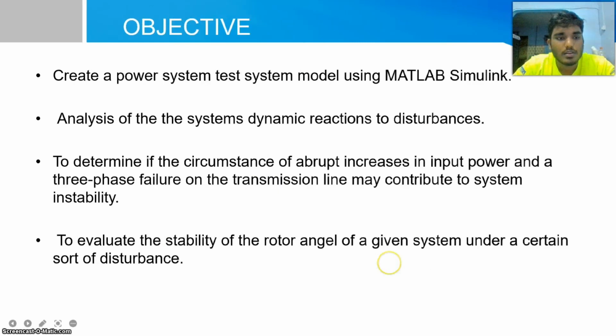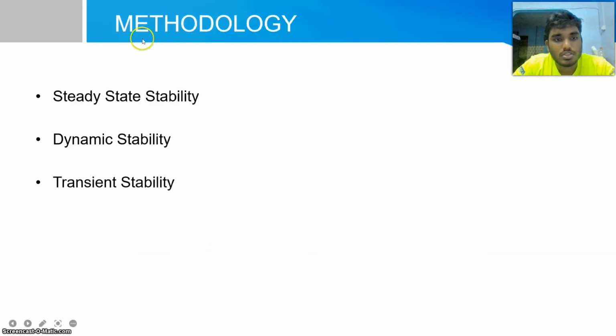The objective is to create a power system test model using MATLAB, simulating and analyzing the system's dynamic reaction to disturbances to determine if abrupt increases in input power and a three-phase fault on the transmission line may contribute to system instability. The last one is to evaluate the stability of the rotor angle of a given system under a certain sort of disturbance. For the methodology, there are three in this activity: steady state stability, dynamic stability, and also transient stability.